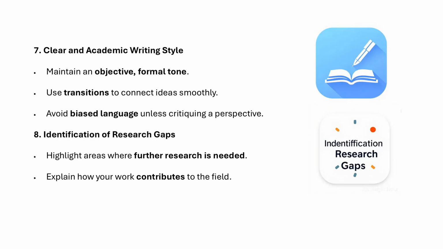Number 7, clear and academic writing styles, where we have to maintain an objective, formal tone, and we use transitions to connect ideas and to avoid biased language. Number 8, identification of research gaps, highlight areas where further research is needed, and explain how your work contributes to the field.